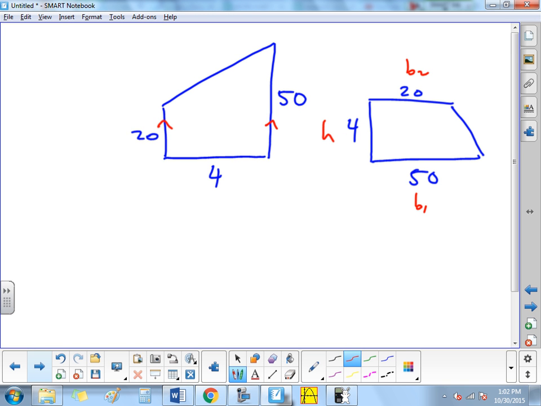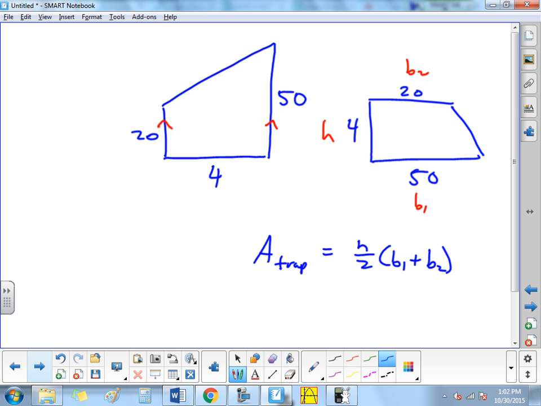Okay, so do you guys remember the formula for the area of a trapezoid? It actually showed up on your test yesterday. 1/2 h times b1 plus b2. Yeah, right. So the area of a trapezoid is going to be basically h over 2 times the sum of the bases.